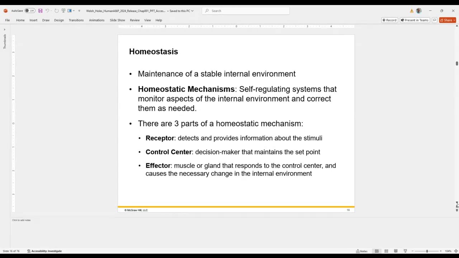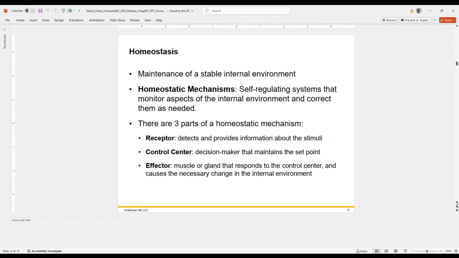As I said, homeostasis is very important when we talk about living things. It's about maintaining a stable environment. Homeostatic mechanisms are self-regulating systems that monitor aspects of the internal environment, and they correct them as they need. There's three parts to a homeostatic mechanism.